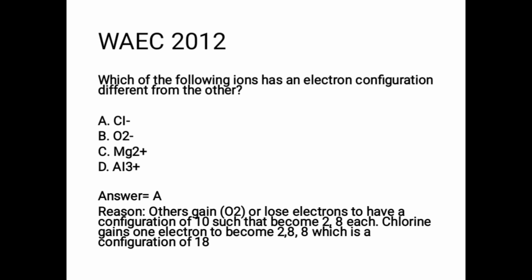Aluminum has lost 3 electrons. Instead of being 2,8,3, it's now 2,8. But chlorine has gained 1 electron. Instead of 2,8,7, it has become 2,8,8. So if you are writing it, you have 2,8 for oxygen, magnesium 2,8, aluminum 2,8. Only chlorine has 2,8,8 in the configuration. So the odd one there is chlorine. The answer is A.